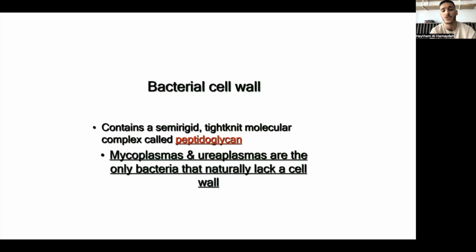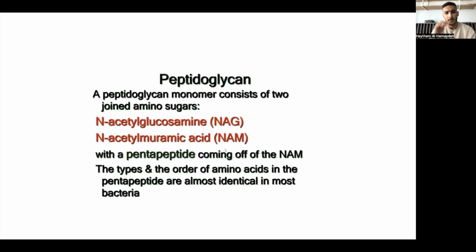Yes, so the two strains of bacteria that lack a cell wall are the Mycoplasmas and Ureaplasmas, okay? What else? Let's go. Peptidoglycan, what is it? It's basically a complex made up of six-shaped rings. They're, I think, hexagons, okay?